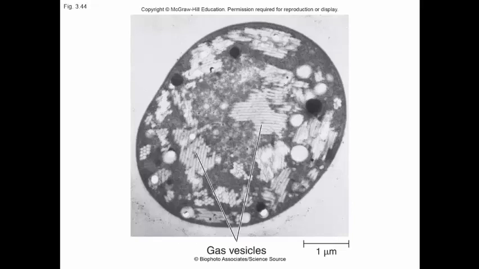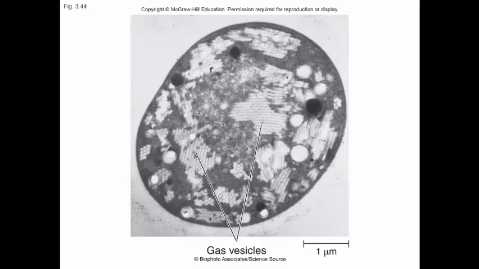Now, the next area is storage granules. And I've mentioned this before. Storage granules are really important. They contain accumulations of high molecular weight polymers: starch, glycogen, poly-beta-hydroxybutyrate. That's a mouthful, but it's important.